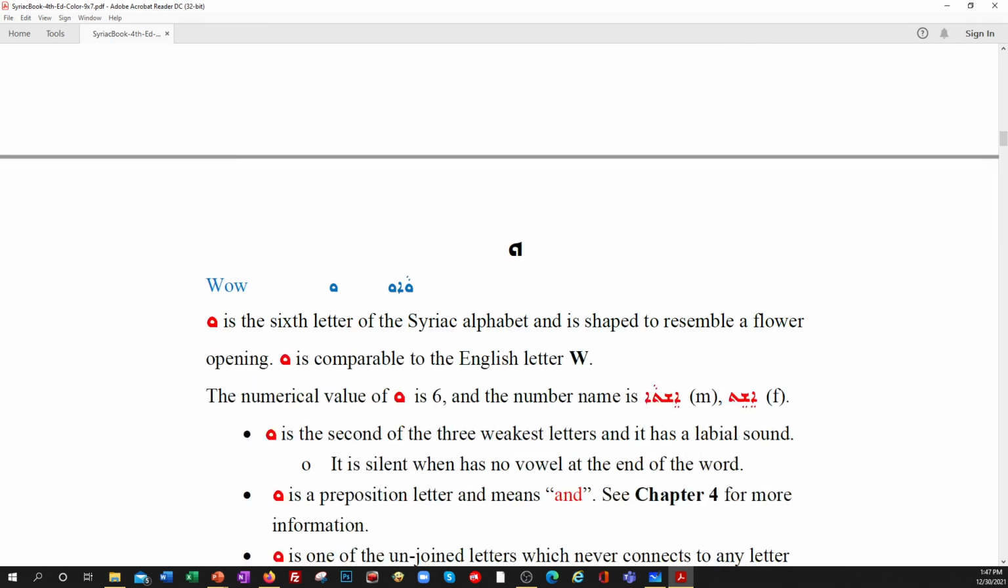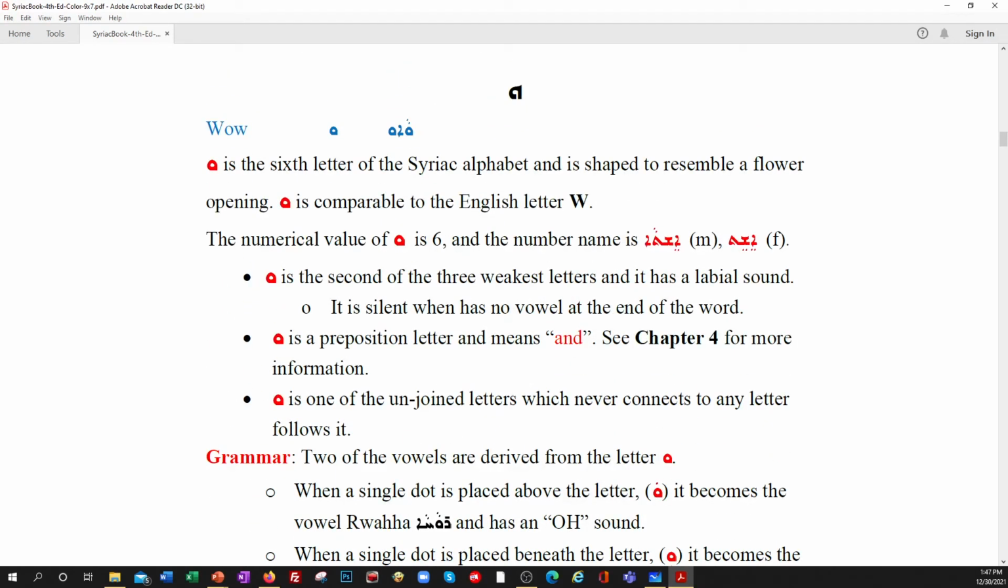The next letter is waw. Waw is a circle just like O in English, and the sound is w. The numeric value of waw is 6, and the number name of 6 is ishta, ishit. Waw is the second letter of the three weakest letters, and when it falls at the end of the word, it is silent, with no vowel.